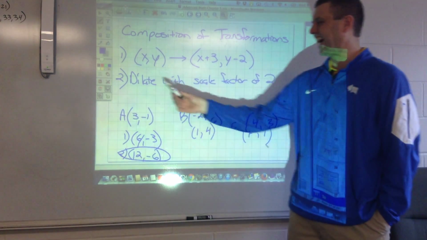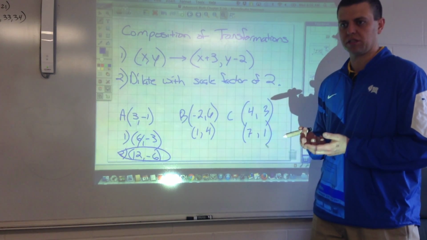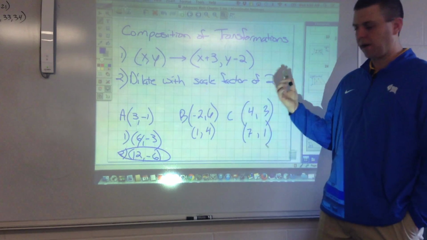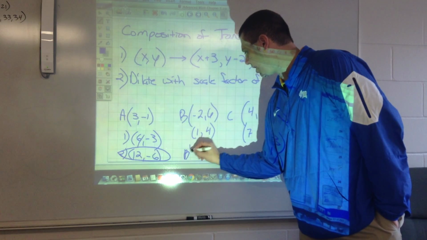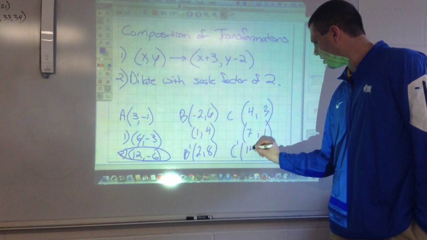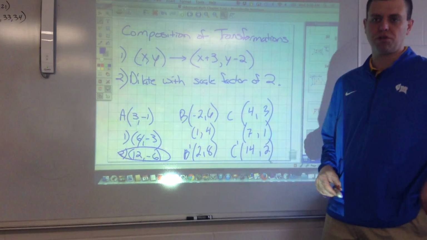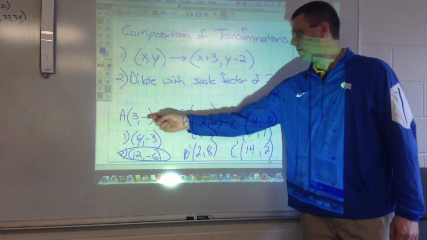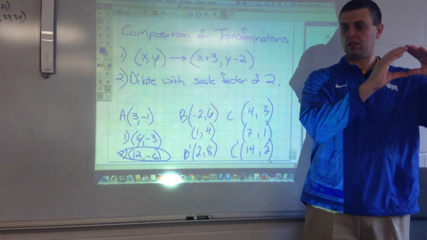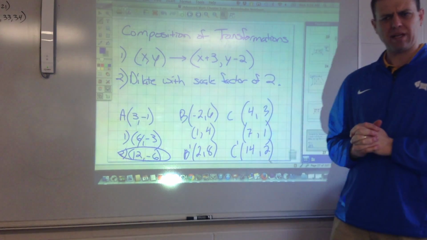Then, dilate it with a scale factor of 2, using the origin as your center in a sense. So really, all you have to do is what to these then? Multiply them by 2. So B prime then would be at 2, 8. C prime would be at 14, 2. So A prime, B prime, C prime would create a new triangle that would be this triangle moved right 3, down 2, and then made twice as long. Does that make some sense?